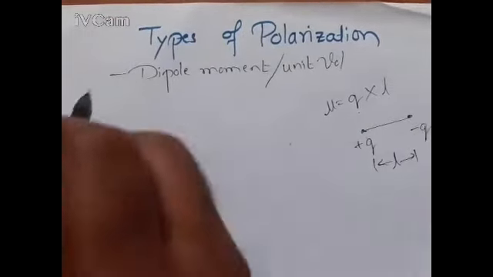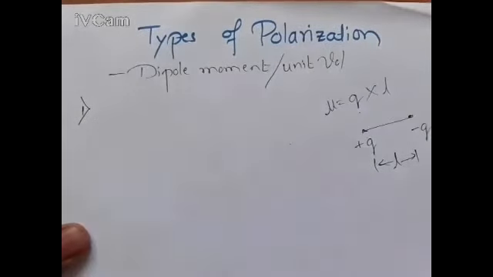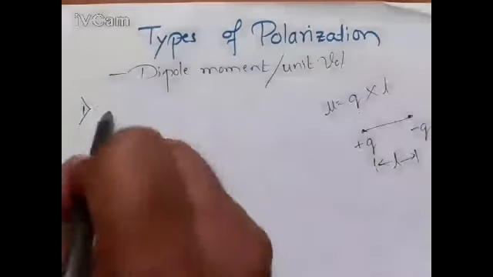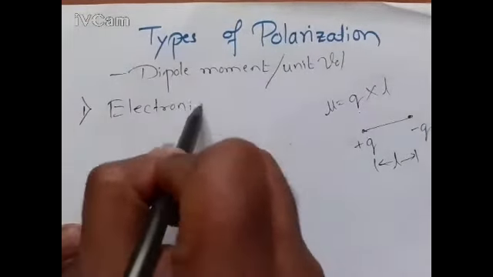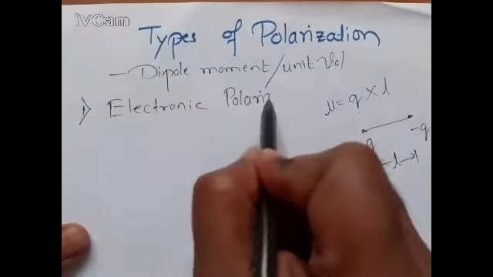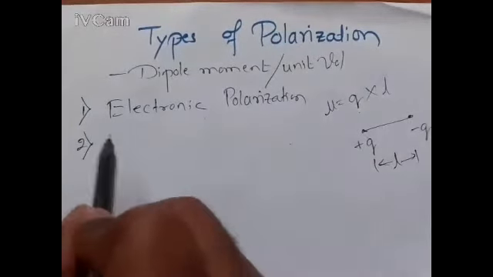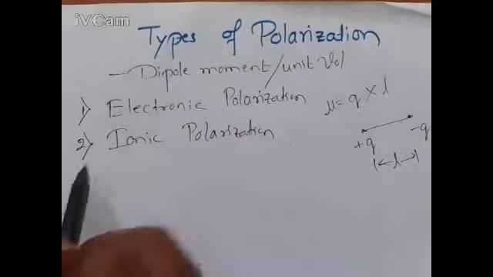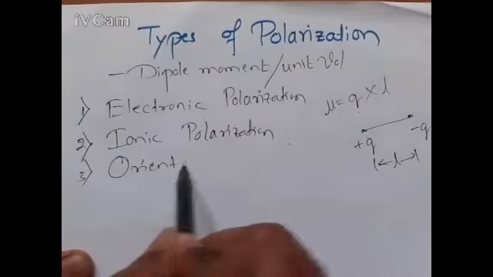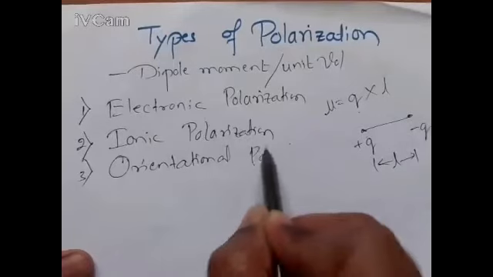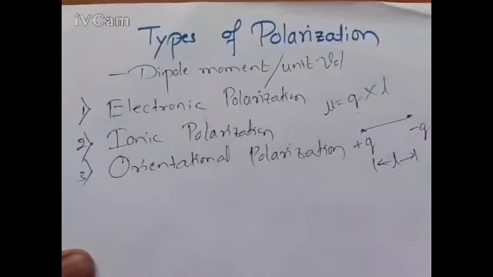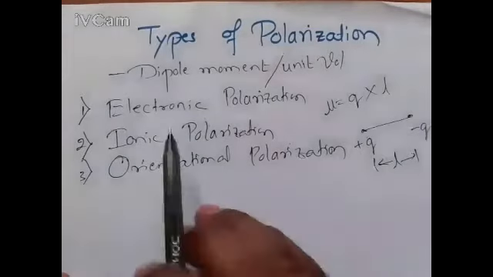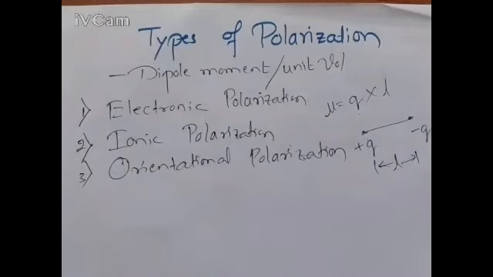Now, how many types of polarization are there? There are 4 to 5 types, but the main categories are 3 types. We have electronic polarization, the second one is ionic polarization, and the third one is orientational polarization. Some books give 4 types, some give 3, but the main types are only 3: electronic, ionic, orientational.